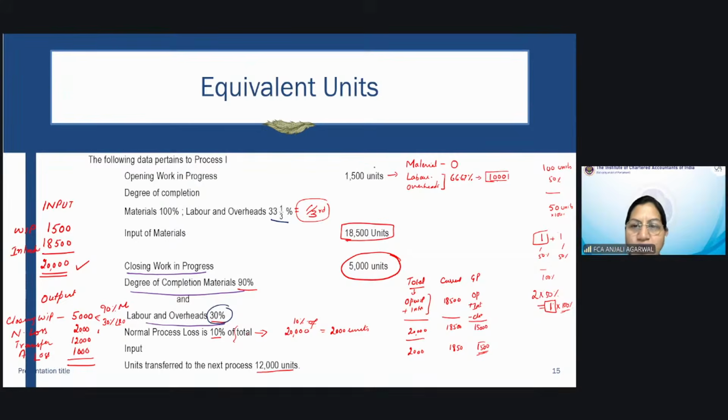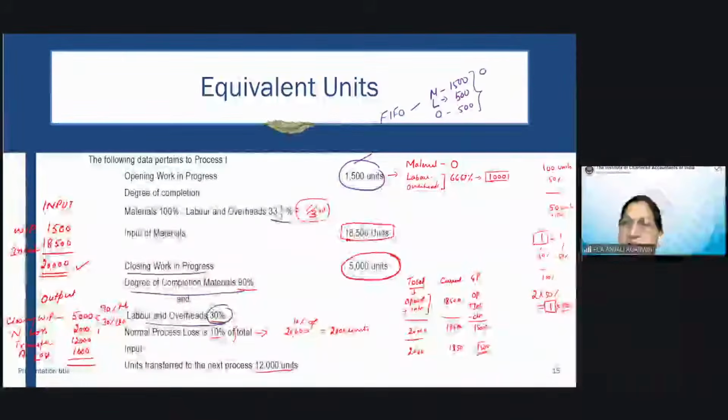The only thing I am assuming in FIFO is that material wise, this was 500 units complete. Overheads wise, this was 500 units complete. So in this period, I have applied 0 units of material and 1,000 units of labor and overhead. In weighted average, I will say that material, labor, overheads was zero complete and the entire 1,500 is done in this period only.